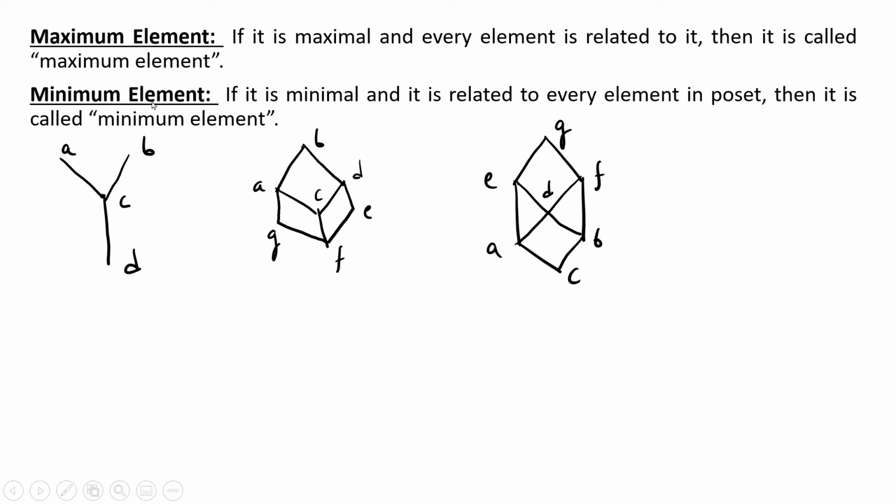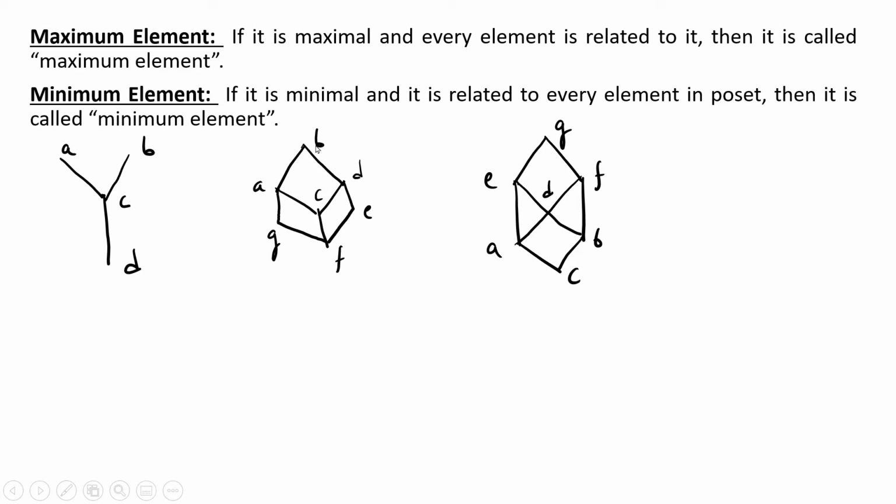Then the definition of a minimum element: if it is minimal and it is related to every element in a poset, then it is called a minimum element. So let's see, D is minimal and D is related to every element in the poset. D is related with C, then D is related with A also, D is related with B also. That's why in this poset D is the minimum element.